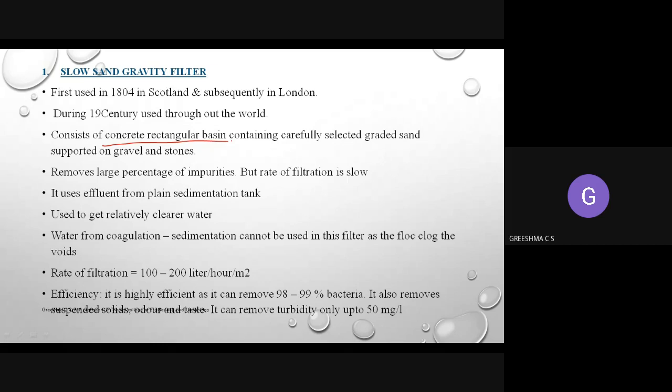A particular size is there. Sand of a particular size. Okay, so we are using the graded sand, and below the sand, gravels and stones.